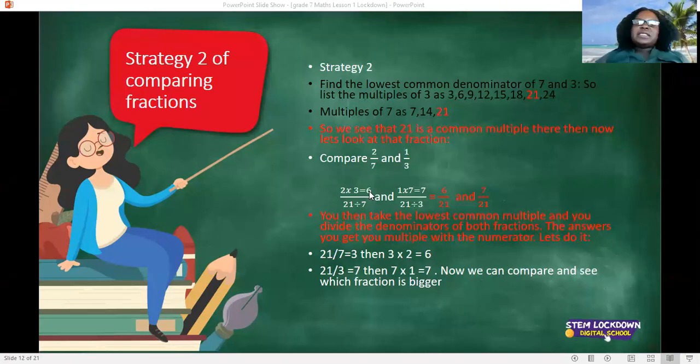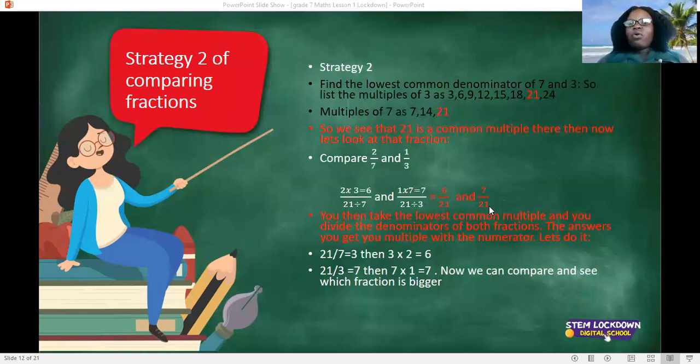And then let's move on to 1/3. Still take the lowest common multiple, which is 21. And then our denominator was 3. So I'm going to say 21 divided by 3, and I get 7. And then our numerator was 1. So then I say 1 multiplied by 7 equals 7. And then if you can see here in red, I wrote 6. And then we use this common multiple as our denominator. It's 6/21, and the answer that you got is 7/21.